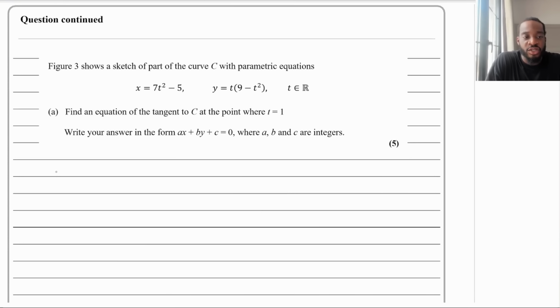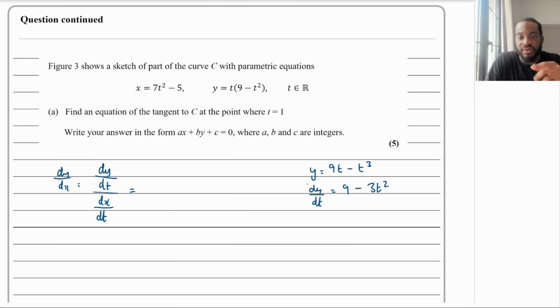So parametric differentiation, dy over dx is simply just equal to dy over dt divided by dx over dt. Okay? So all I've got to do is differentiate y, differentiate x, put them over each other, and we're done. So what would dy over dt be? Well, let's expand, to be fair. It'll be easier if we just expand. y will equal 9t minus t cubed. So therefore dy by dt will just equal 9 minus 3t squared, wouldn't it? So that will be 9 minus 3t squared. That's fine. So that will go on the top, 9 minus 3t squared.